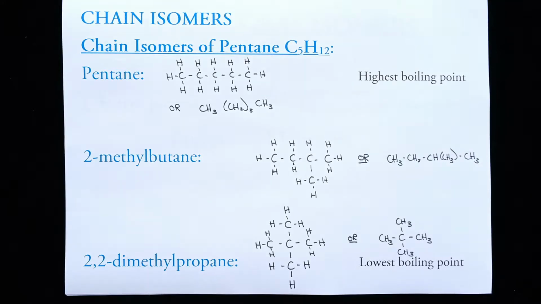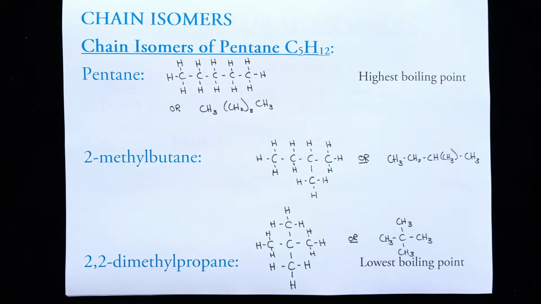Firstly, we will be looking at chain isomers. These are isomers where the chain length differs. All these molecules will have the same molecular formula, but they will have different structural formulas. I'm going to give the structural formulas as complete structure, but also as condensed structure so that you can get used to seeing that as well.